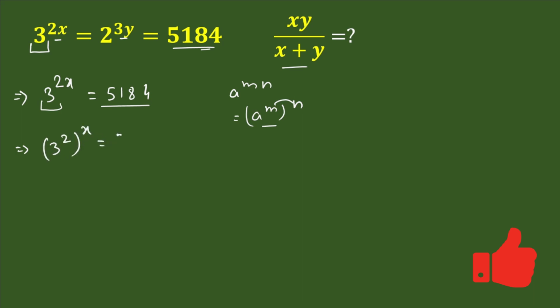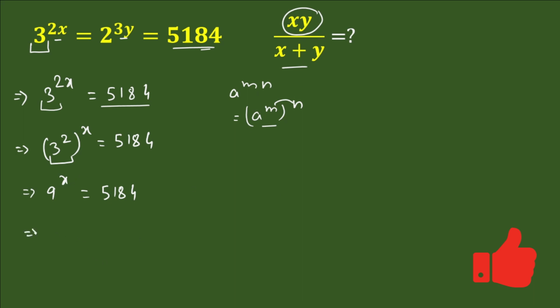And that's equal to 5184. Now here we have 3 square in the bracket, so 3 square is 9. So we can write it as 9^x, and that's equal to 5184. Now we'll have to make it xy. So here we have power x, so we'll raise it to the power y. Then it will be xy.